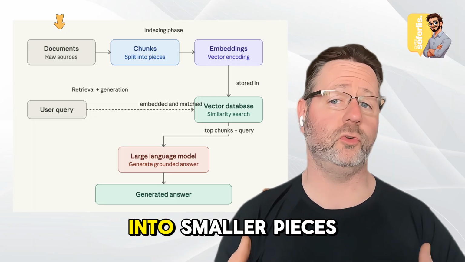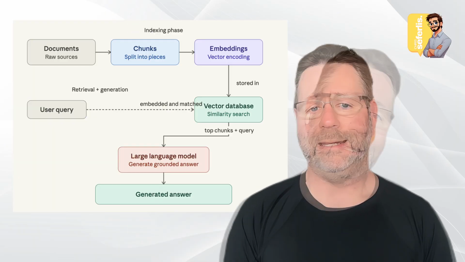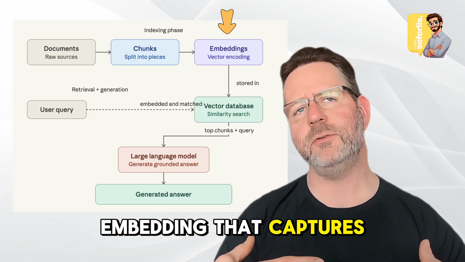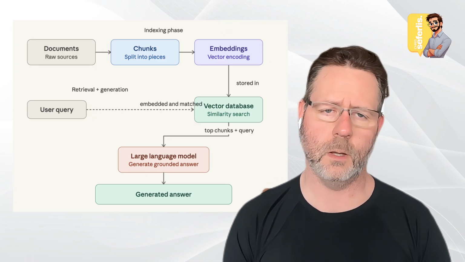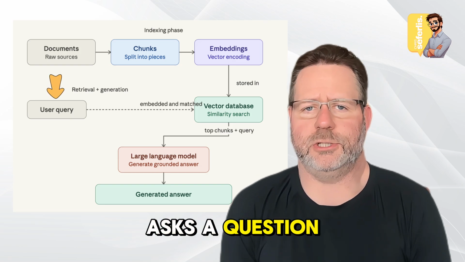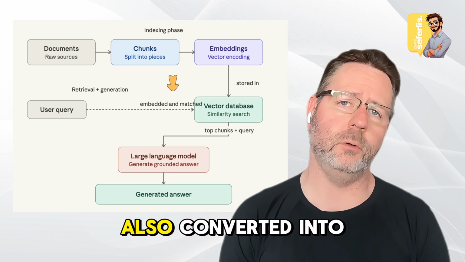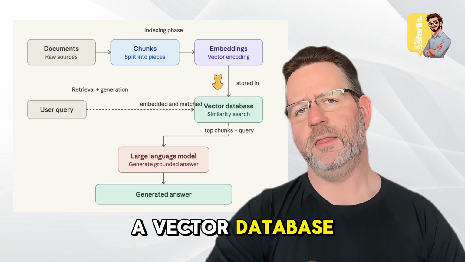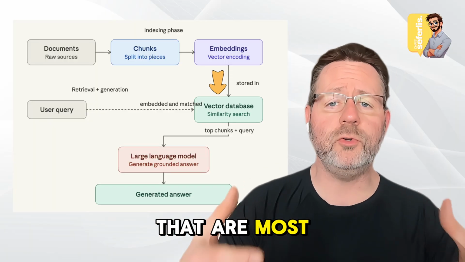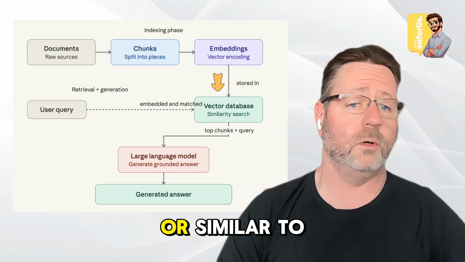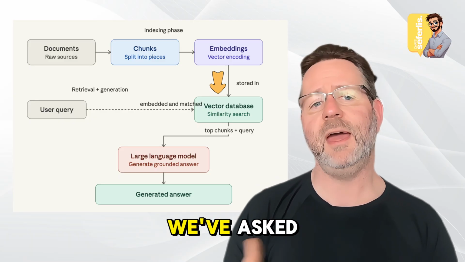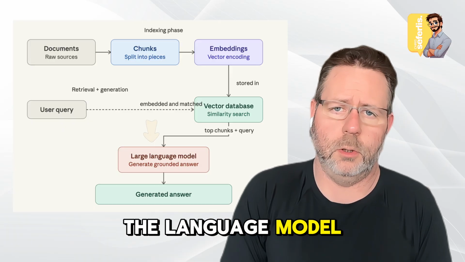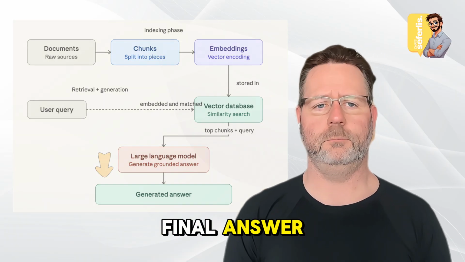Documents are broken into smaller pieces called chunks. Each chunk is converted into a vector embedding that captures its semantic meaning. When a user asks a question, that question is also converted into an embedding. A vector database then finds the chunks that are most semantically similar to the query that we've asked. Those chunks are then passed into the language model, which generates the final answer.